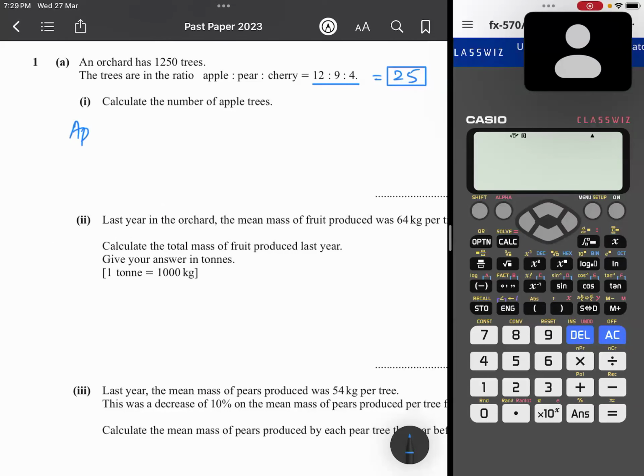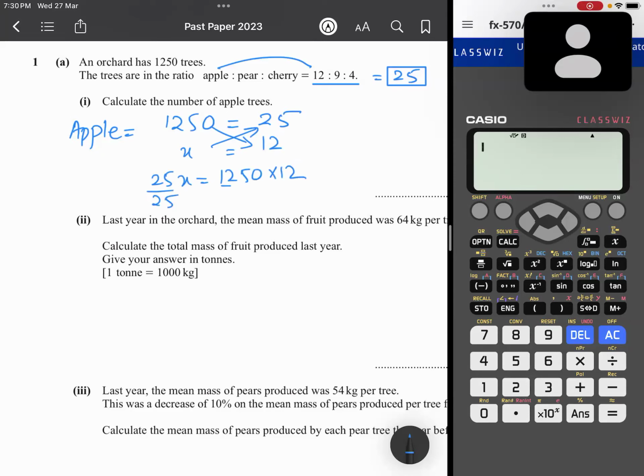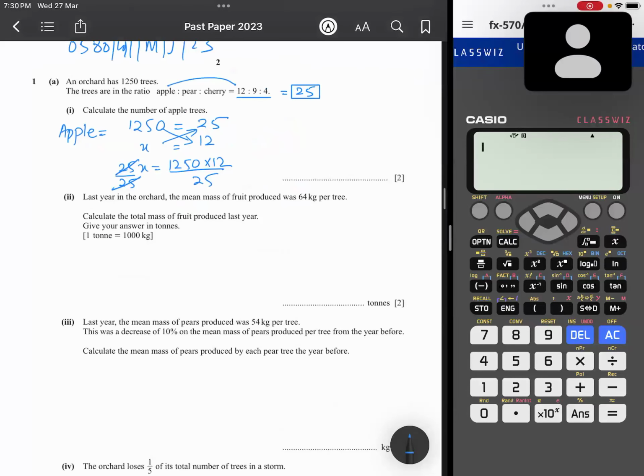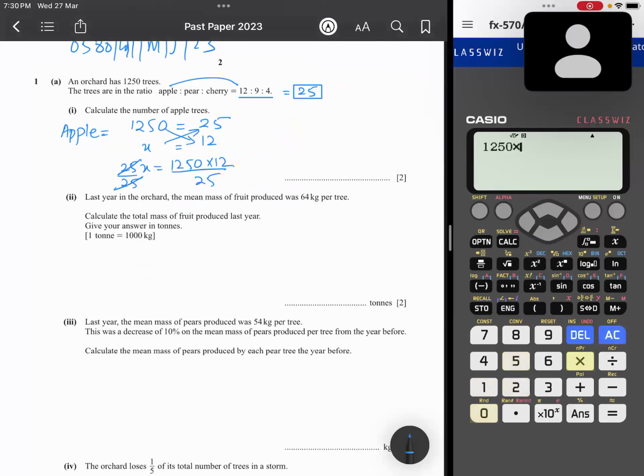So beta, apples are how much? Total 1250 trees. They are total 25. So apples are unknown, and apples are 12. So cross multiplication. So 25x is equal to 1250 multiplied by 12, divided by 25 on both sides. So we will get the apple trees now. So 1250 multiplied by 12 divided by 25. So there are 600 apple trees.